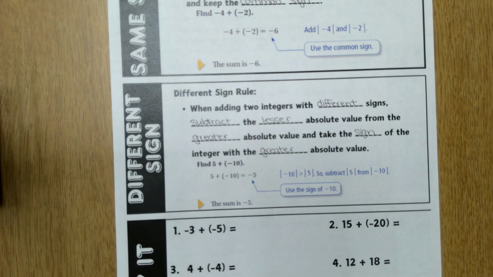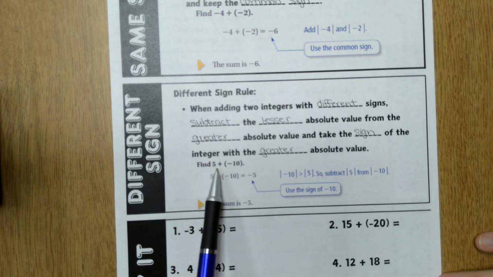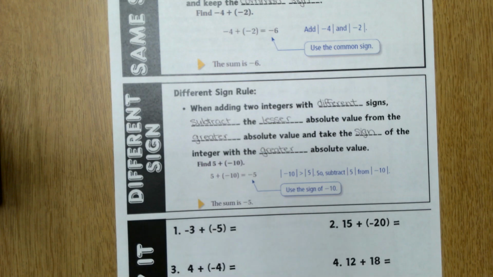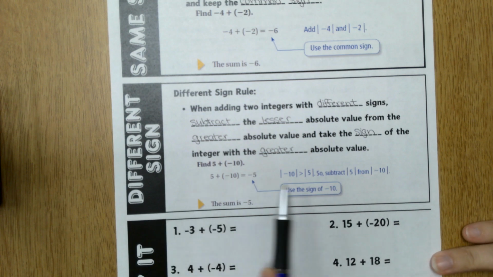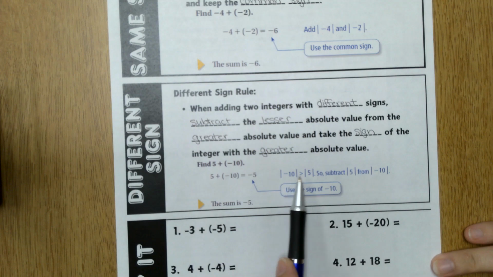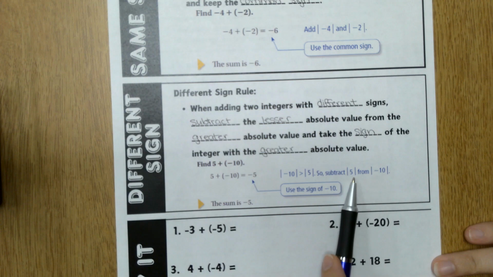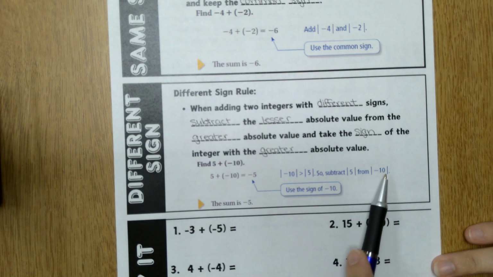Okay, so what that means is that if I have 5 plus negative 10, I am going to subtract the lesser absolute value from the greater, so I'm going to subtract the smaller absolute value from the bigger absolute value. So I'm taking both of these. The absolute value of negative 10 is greater than the absolute value of 5, right? So that means I'm going to subtract the absolute value of 5 from the absolute value of negative 10. And that gives me 5.